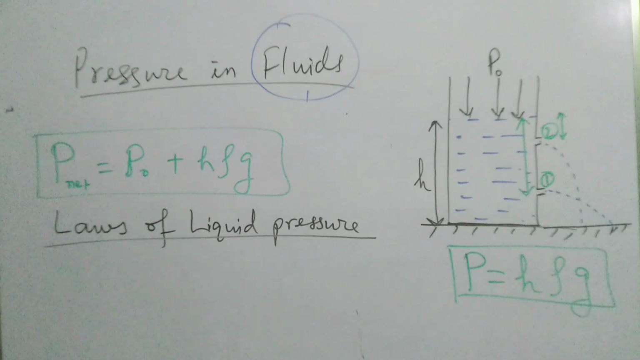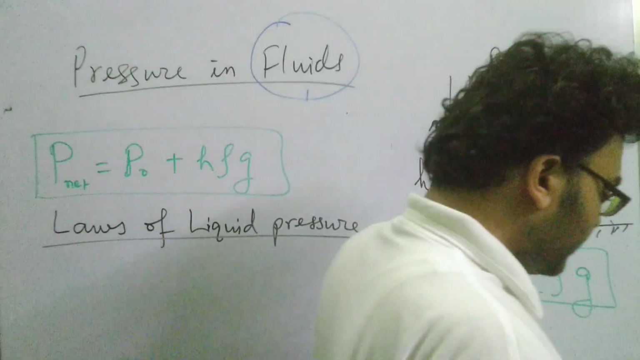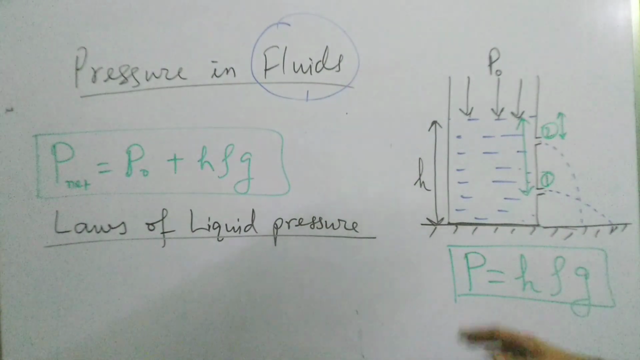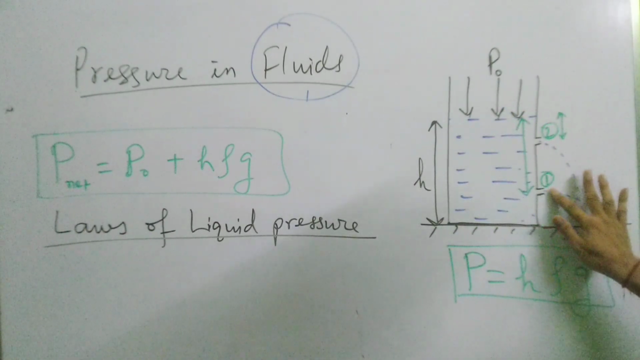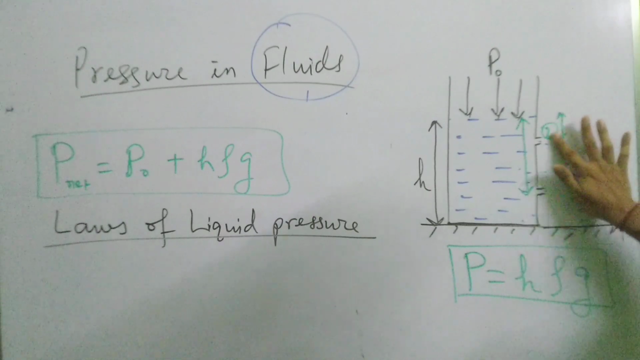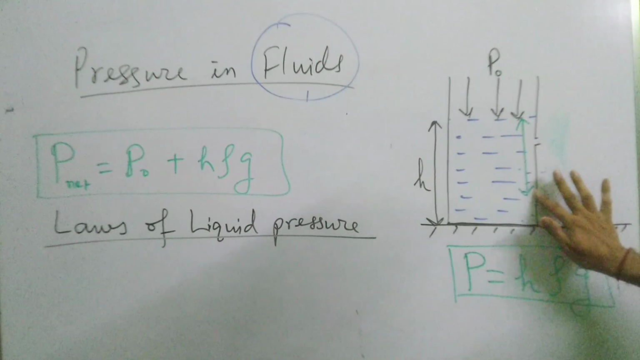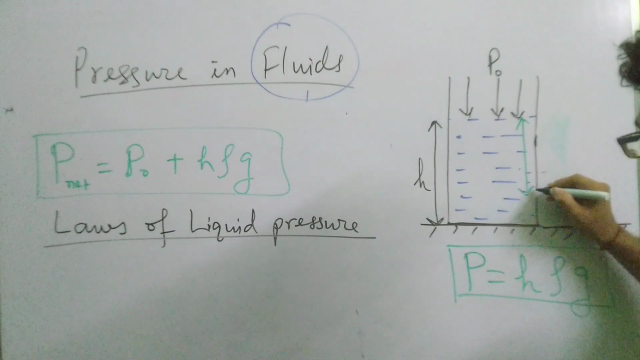Second, in a stationary fluid or stationary liquid, pressure is the same at all points on a horizontal surface. This is a very important point. Stationary means the fluid is not flowing. Say this fluid is not flowing and is not coming out through these holes, the holes are closed. Then definitely this is not a fluid which is flowing.